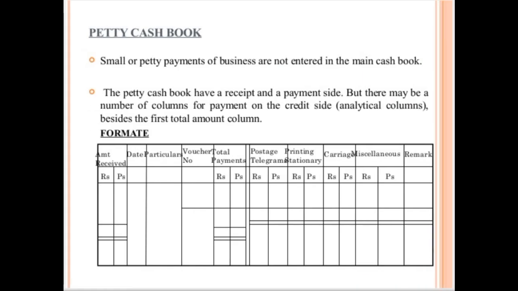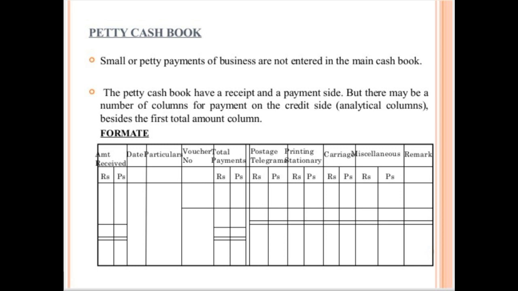The third one is the petty cash book. I told you that this type of cash book is specifically for transactions of small amounts. That means small or petty payments have to be recorded in this kind of book. It is given here that small or petty payments of businesses are not entered in the main cash book because these are entered in a petty cash book.